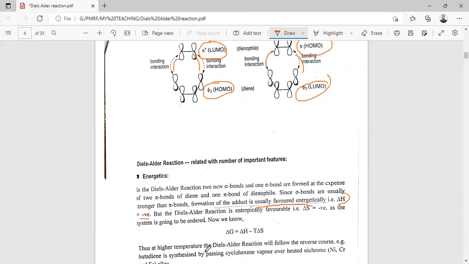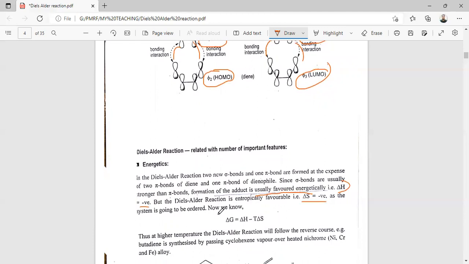In the Diels-Alder reaction, two new sigma bonds are formed and one pi bond is formed at the expense of two pi bonds. So this process is energetically favorable, and delta H is negative. But in the Diels-Alder reaction, two moieties make an adduct, so entropically it is unfavorable. That is, delta S is negative, as the system is going to be ordered.